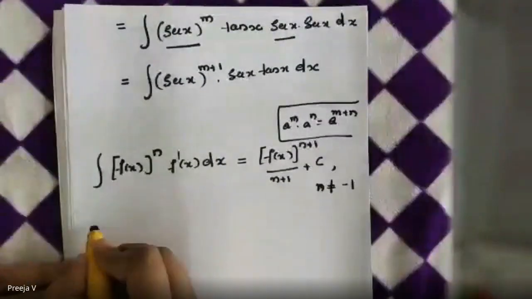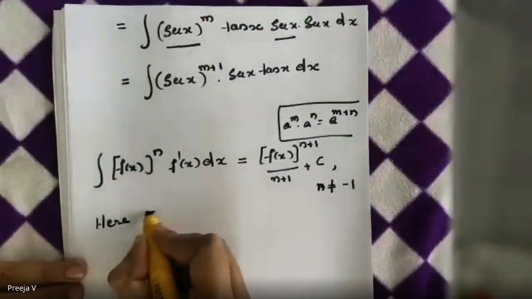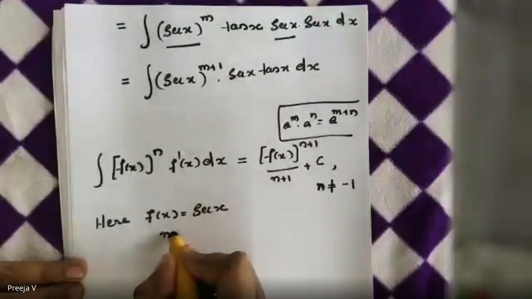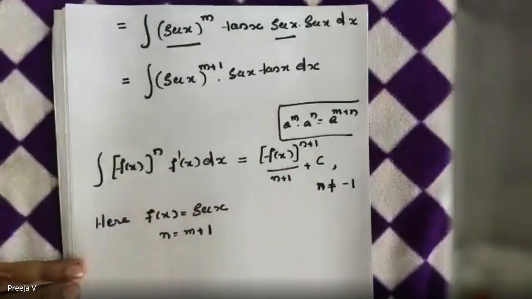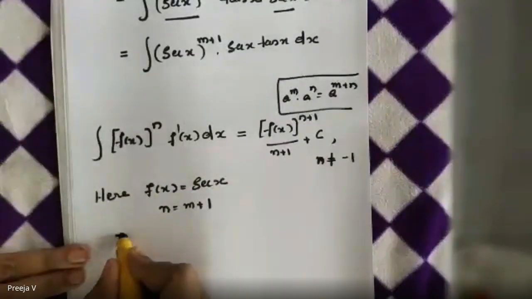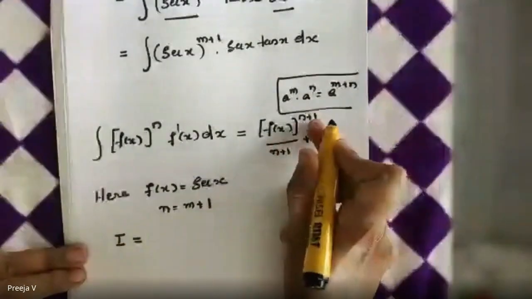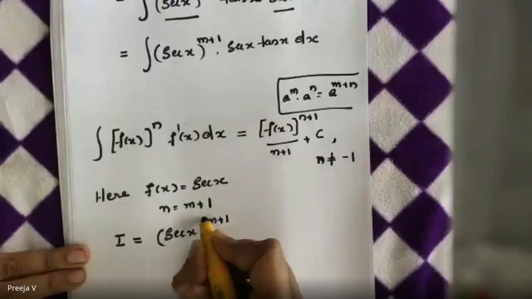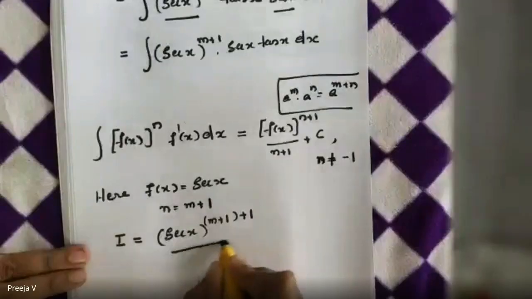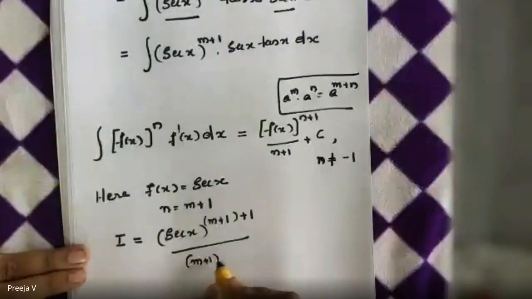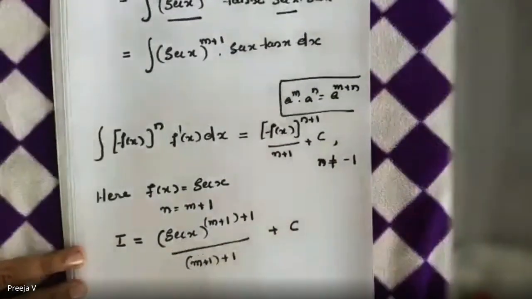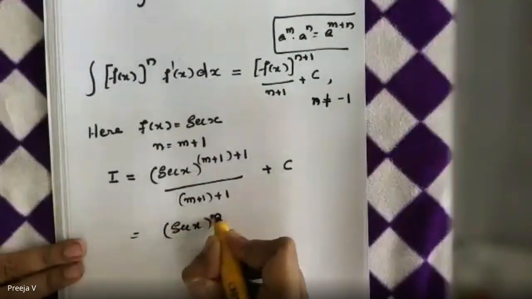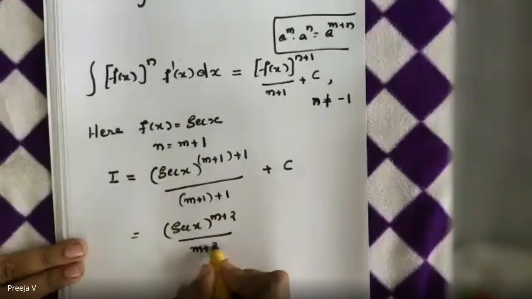സോ ഹിയർ f of x is equal to sec x and n is equal to m plus 1. So I is f of x raised to n plus 1. That is sec x raised to m plus 1 plus 1 divided by, again n is m plus 1 plus 1 plus c. So the final answer is sec x raised to m plus 2 divided by m plus 2 plus c.